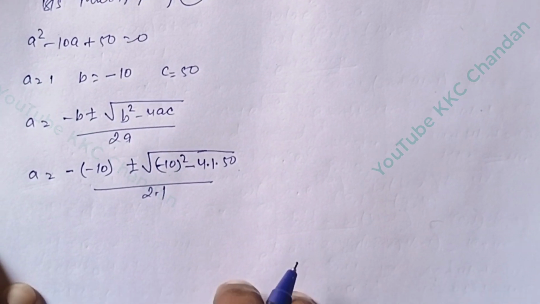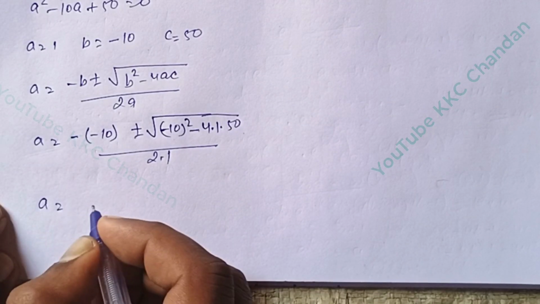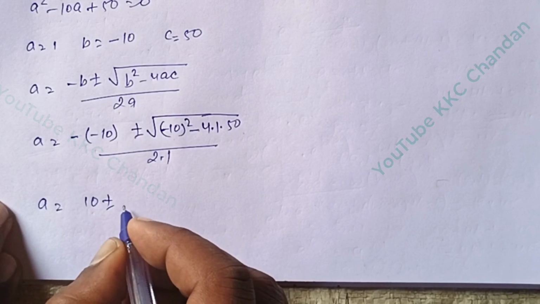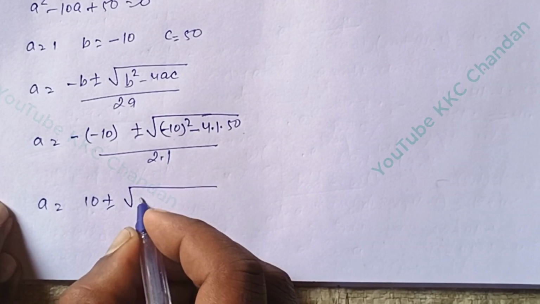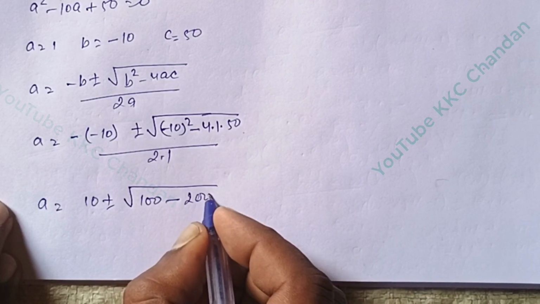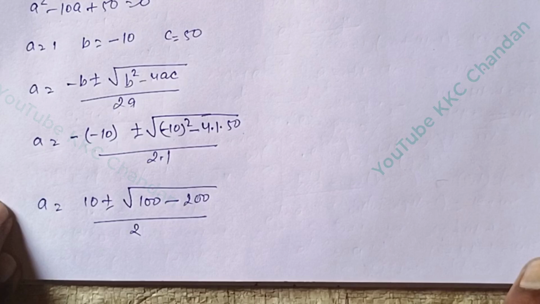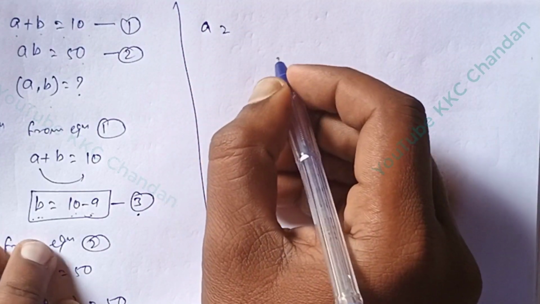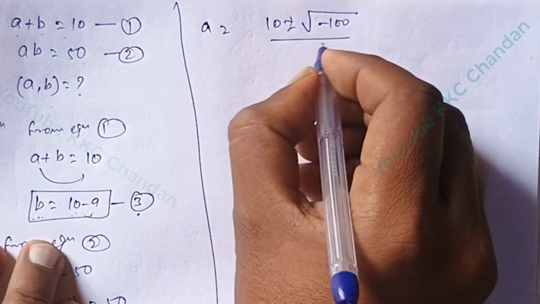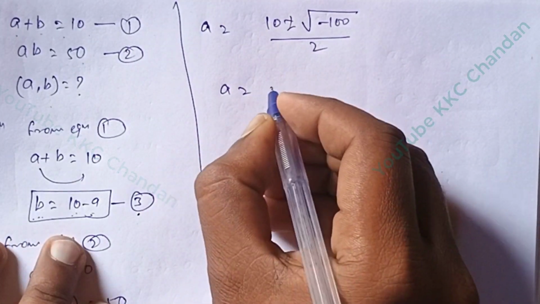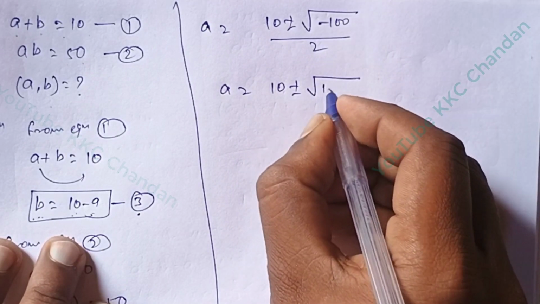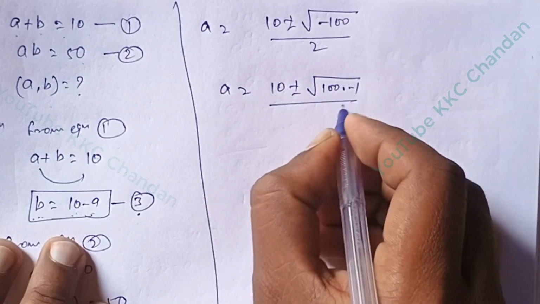Next step, a is equal to how much? a is equal to 10 plus minus root under 10 square means 100 minus 4 into 50, which is 200, divided by 2. So a is equal to 10 plus minus root under minus 100 divided by 2. Minus 100 can be written as 100 into minus 1, divided by 2.